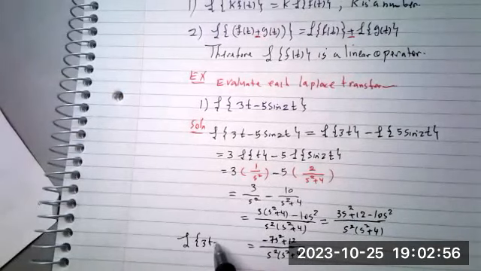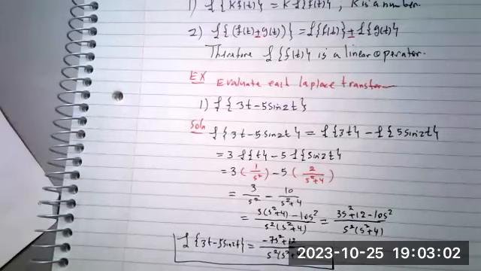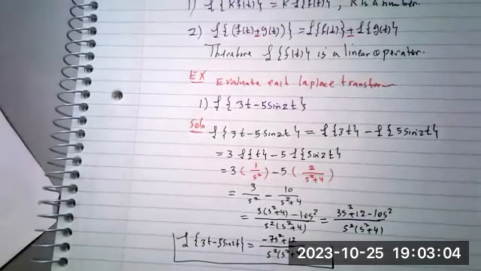Laplace of 3t minus 5 sine of 2t. This is the way we're going to operate for our function. Yes? You want to multiply the bottom row? No, we don't multiply the bottom. We keep it as is.